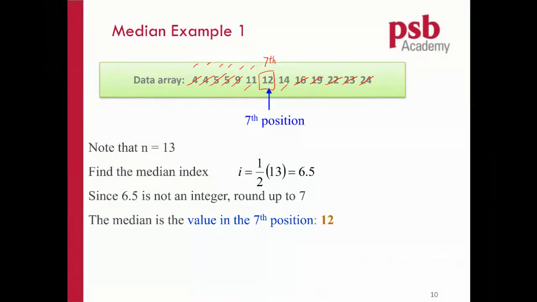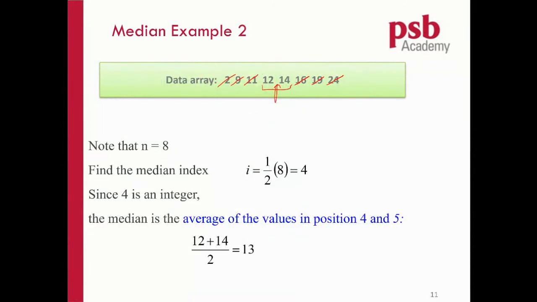The number is 12, not 7. Then how about this one? This is 1, 2, 3, 4, and 5, so this is 4, and this is 5. The median is right between the 4th and 5th, but when you calculate with this formula, half n returns a 4. 12 is not the median.